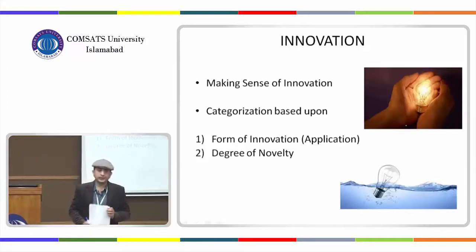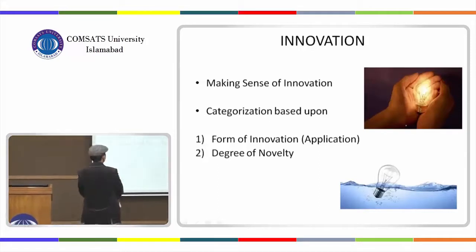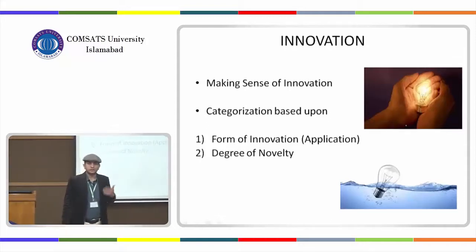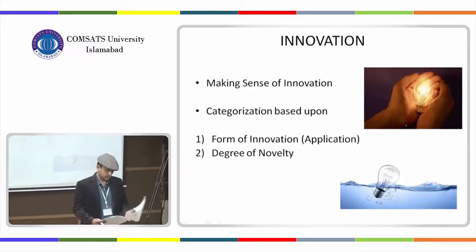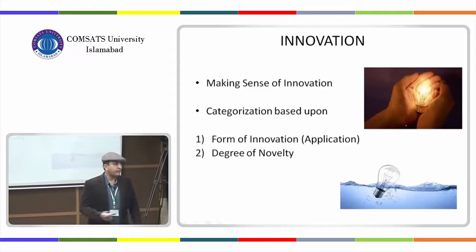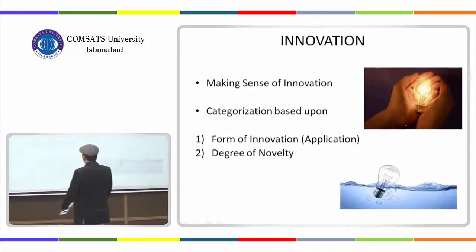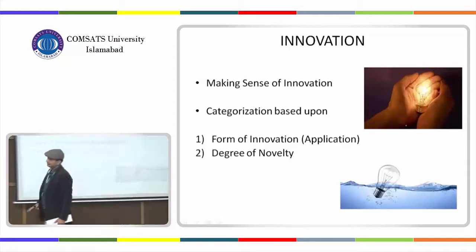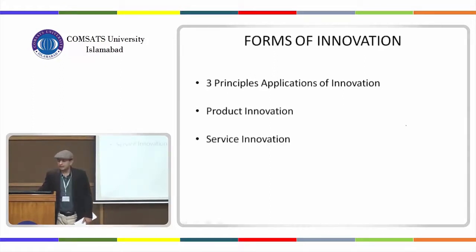There are two contexts through which we can understand innovation. The categorization of innovation could be done, firstly, by analyzing the forms of innovation in which it is introduced, or it could be in the degree of novelty. What is novelty? Newness. If your idea carries newness, it basically has novelty in it. So first, let's get started with the forms of innovation. The degree of novelty is basically the types of innovation. There are three principal forms of innovation: product, service, and process.